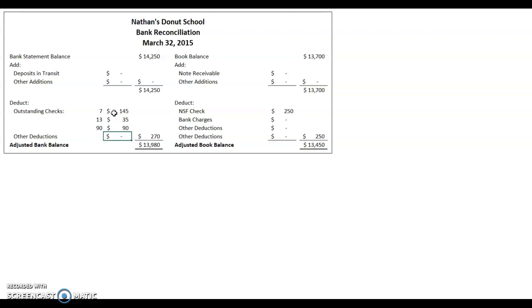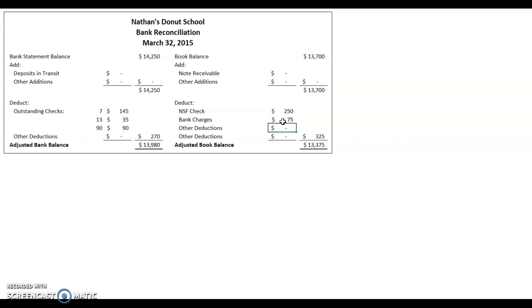We had bank charges for the month of $75. So I would have received my bank statement. It would have had $75 on it, bank charges, and I would not have recorded that on my ledger, but I found out about it from the bank. So I want to record it on my book. You could also think about that as your ledger side, and that is a bank charge of $75.